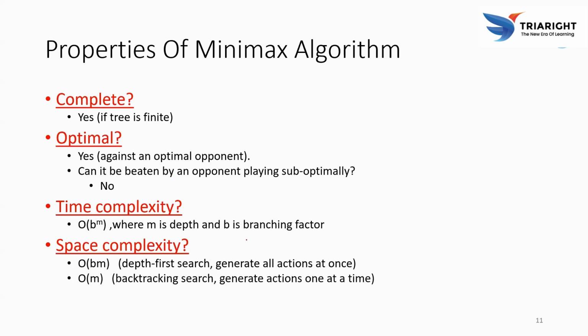For space complexity we have O(bm), like depth first search, which generates all the actions at once. O(m) means a backtracking search that generates the actions one at a time.